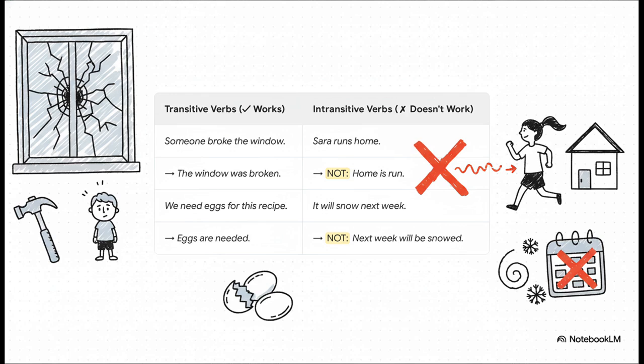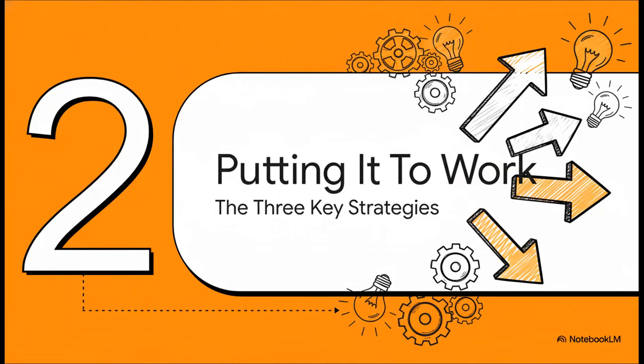But now look at the right side. Sarah runs home. She isn't doing the action to the home. Home is just where she's going. There's no object, so you can't say home is run. It just sounds wrong, right? Because it is. So now we know how it works mechanically.